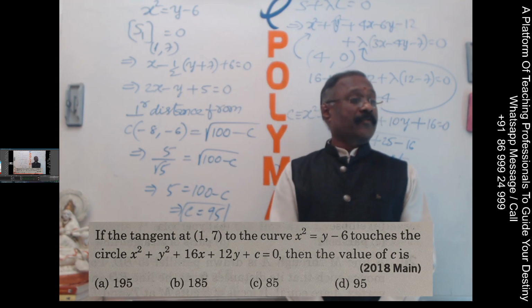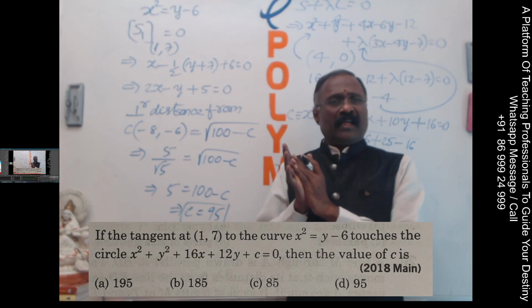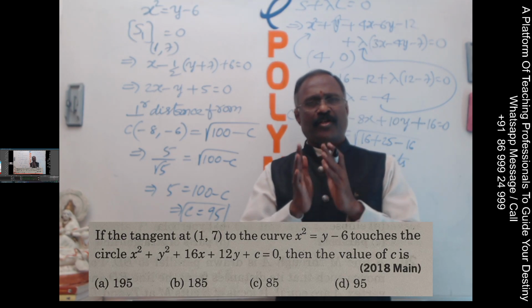Okay. So this is what you have to understand. This is a simple question. So the concept to be revised is the condition for tangency.